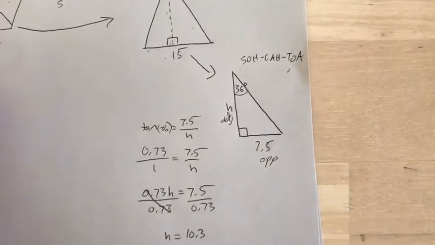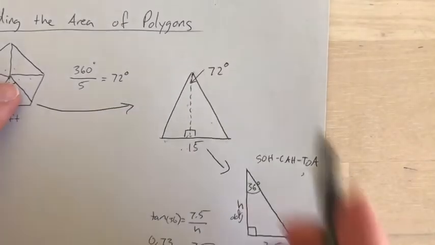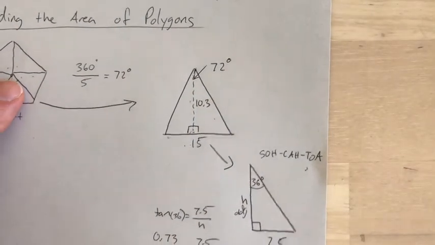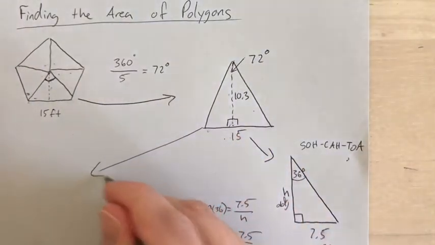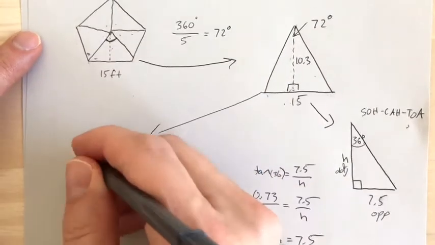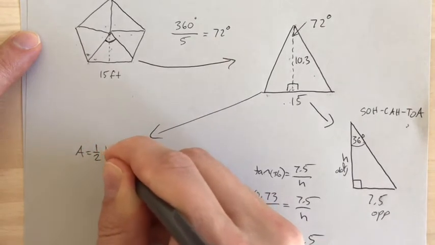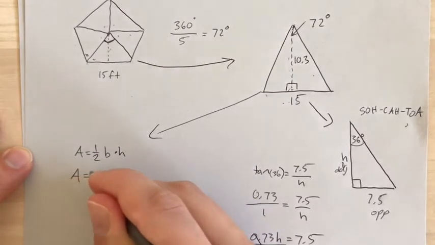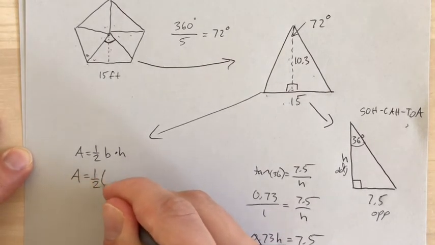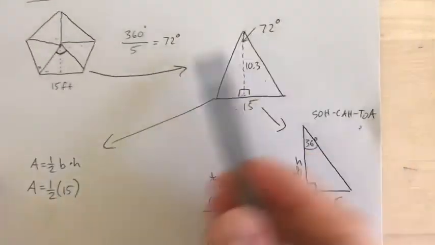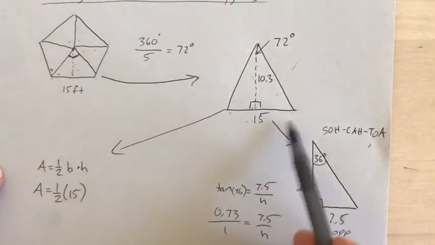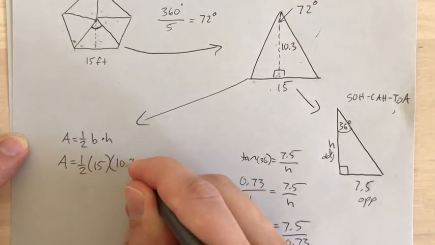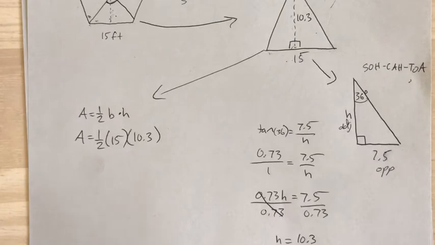So if I backtrack a little bit, I figured out what the height was by using tangent. This height, again, is 10.3. So now I have enough information to actually find the area of one of the triangles, okay? And the area of a triangle, again, is 1/2 the base times the height. So I have both pieces of information now. 1/2 the base, in this case, 15. Again, because one of these triangles from this original triangle is, again, 15. And I'm going to multiply that times the height, which is 10.3. And that should give me the area of one triangle.